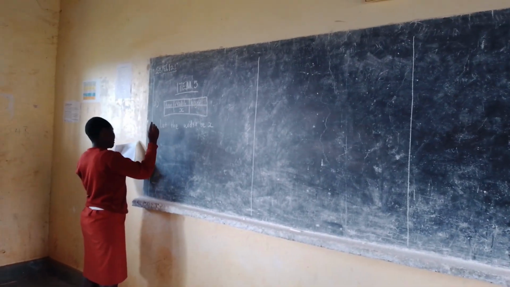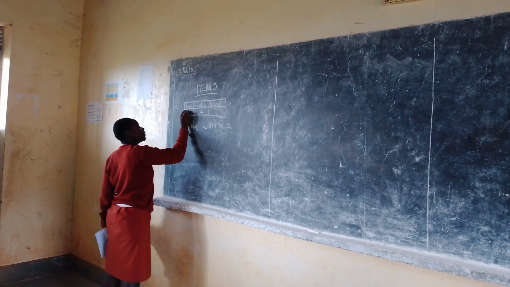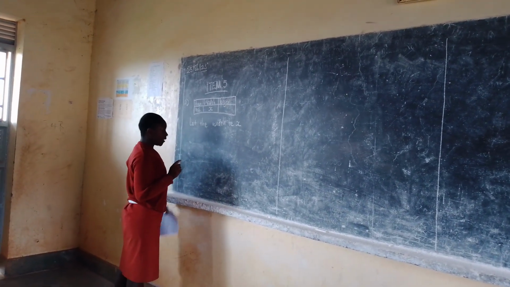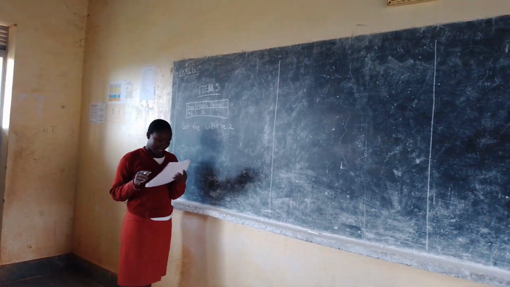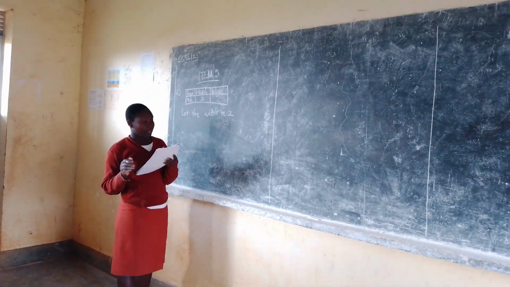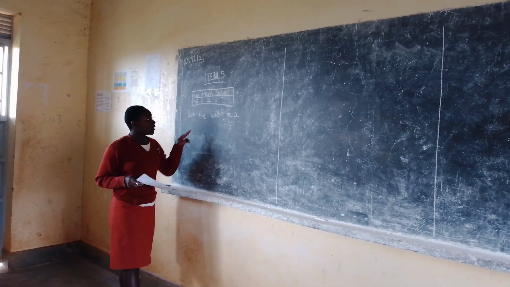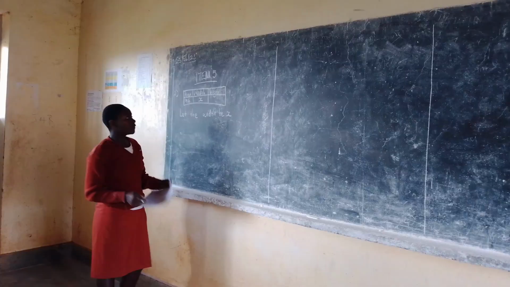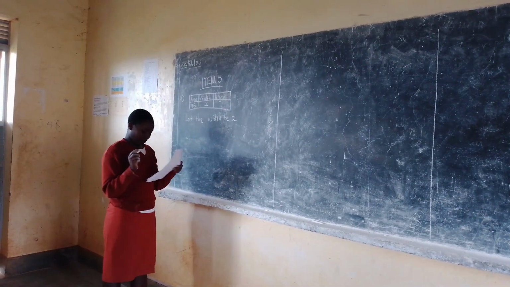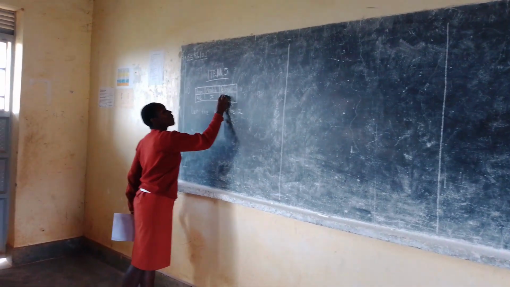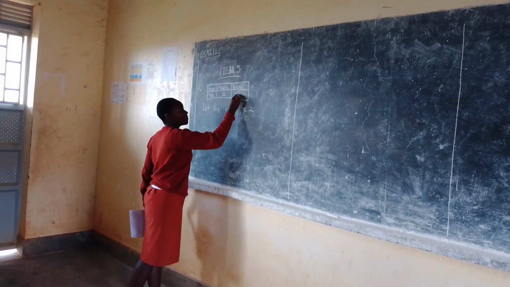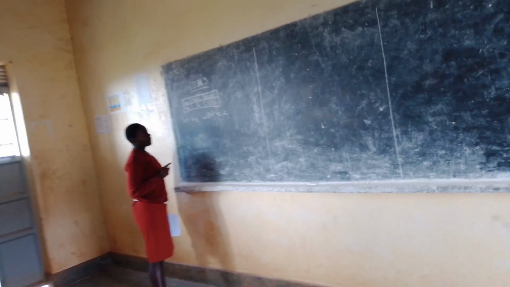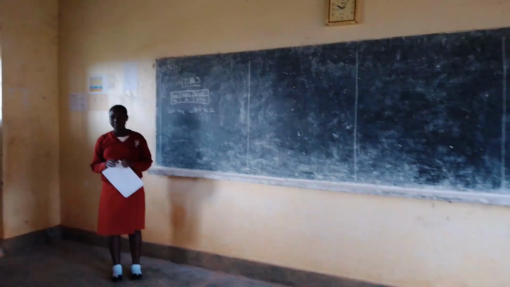And our area is 96 square meters. So they have said the length of the land is 4 meters longer than its width. So if the width of the land is x, then the length is x plus 4. And from the area we get that area equals length times width.